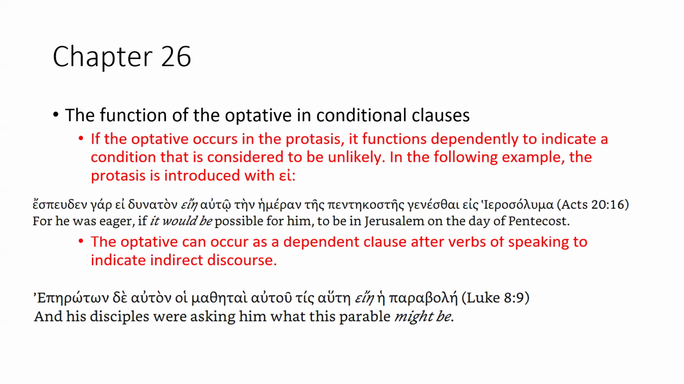The optative can occur as a dependent clause after verbs of speaking to indicate indirect discourse. Epērōtōn auton hoi mathētai autou tis autē eiē hē parabolē. And his disciples were asking him what this parable might be.